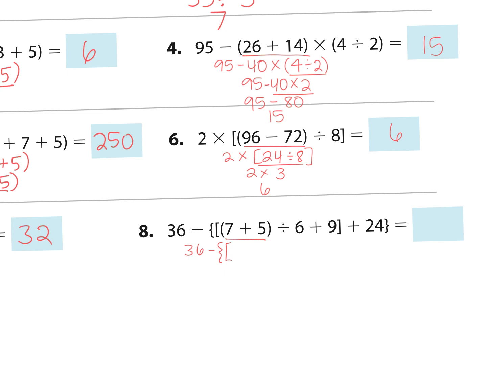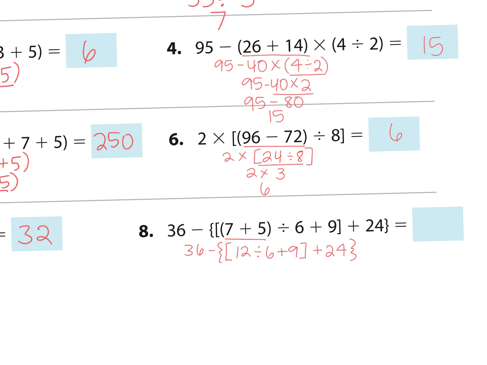I'm not done with my brackets. All I've done is 7 plus 5, which is 12. Then divide by 6 plus 9. Close my bracket plus 24. Close my brace. Notice how I've brought literally one thing at a time. My brace, my bracket, my answer, 12. Divided by 6 plus 9, bracket, plus 24, brace. I'm literally just rewriting every little thing one step at a time.